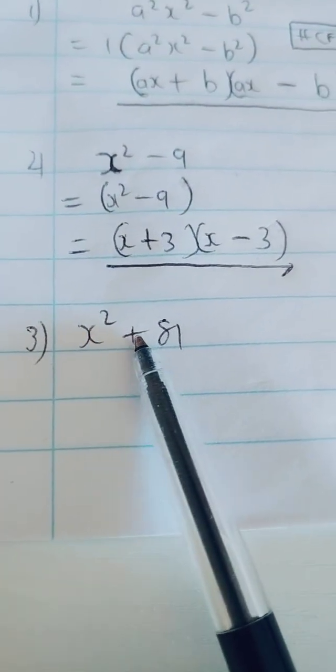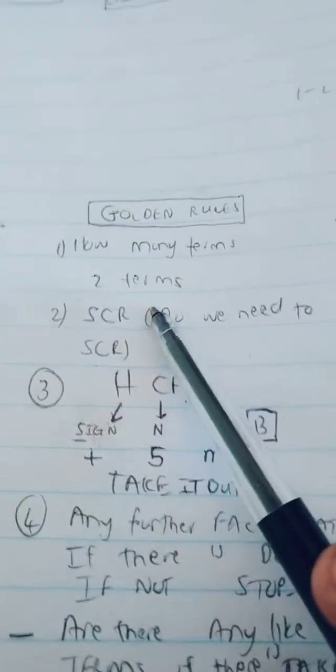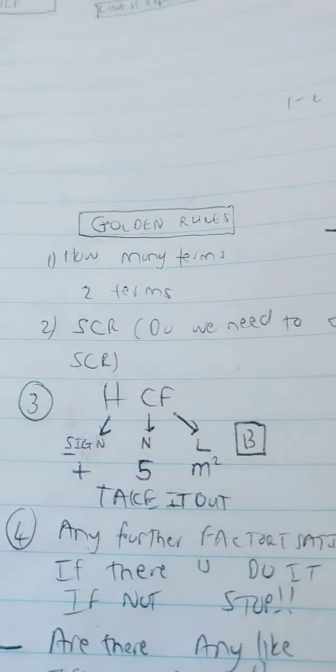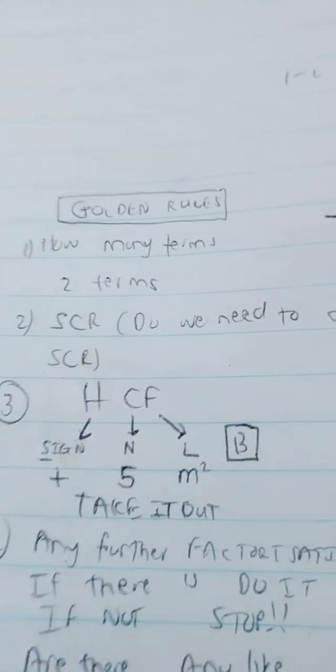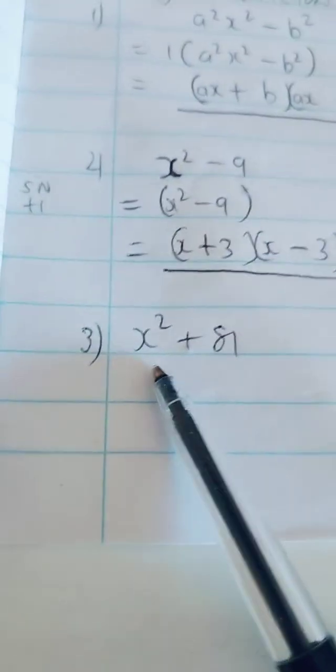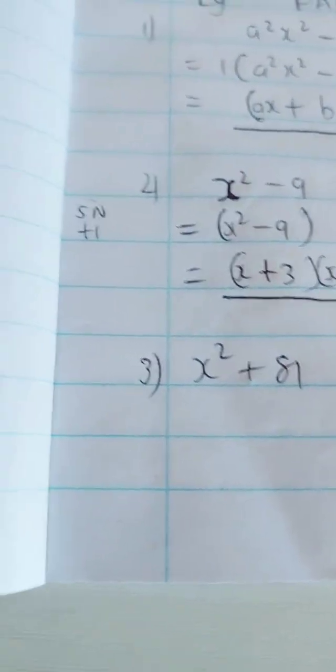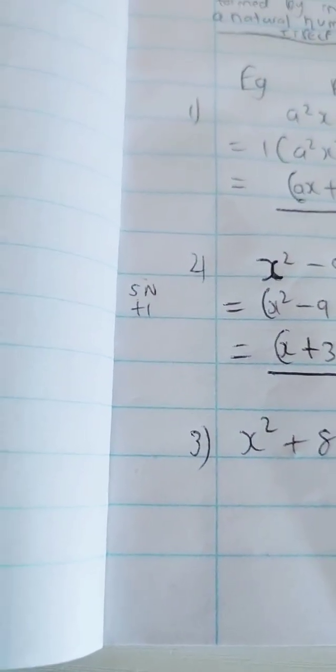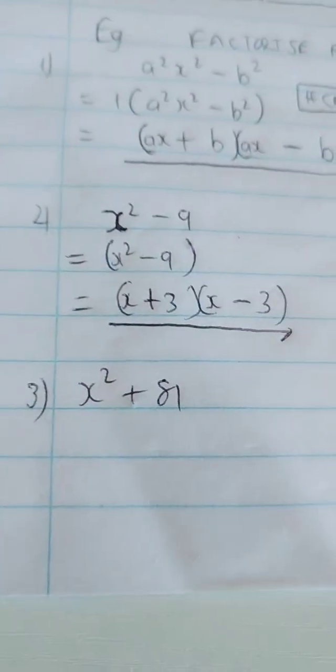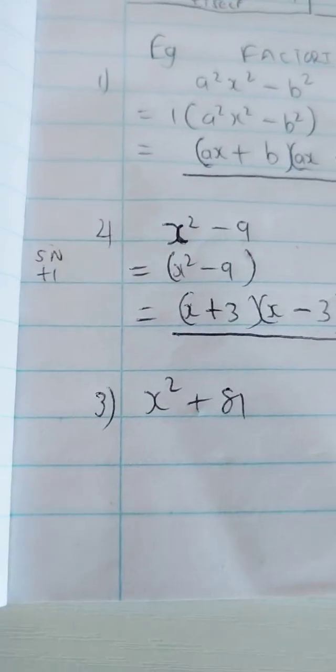So, how many terms? You said 2. You answered very well. Number 2, do we need to apply the sign change rule? You said you don't think so. You thought well. You thought very well. Okay.